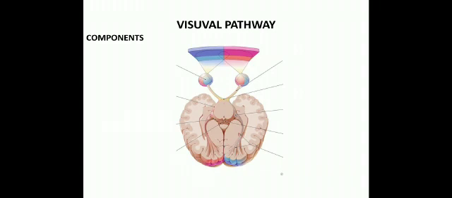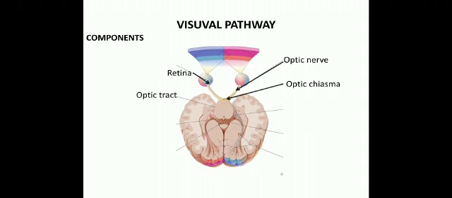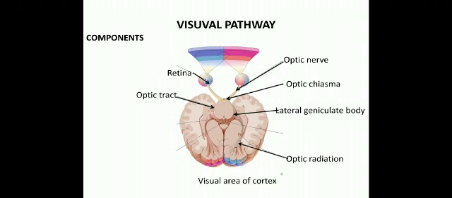The visual pathway includes the structures which are concerned with the reception, transmission and perception of the visual impulses. So, the structures concerned with the visual pathway include the retina, optic nerve, optic chiasma, optic tract, lateral geniculate body, the optic radiation and the visual area of the cortex.